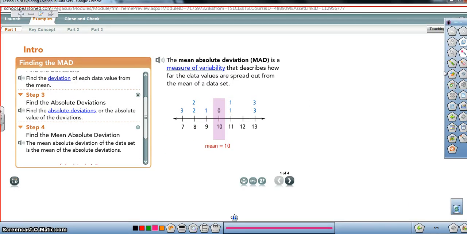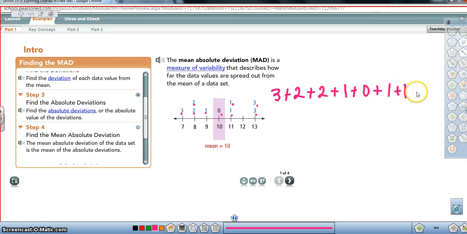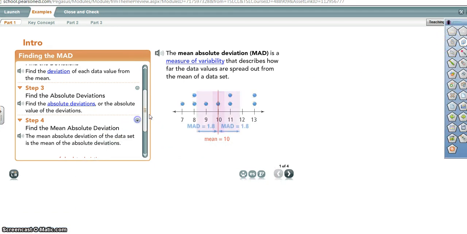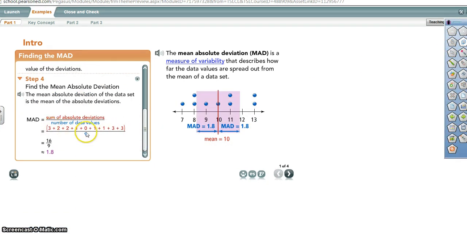So here's all of our deviations. We want to find the mean of them. So we add them all up. And then we divide by how many there are, and there are 9. So they do that work here. They add them all up and divide by 9. When you add them all up, you get 16, and you divide by 9, you get about 1.8. So we say that the mean absolute deviation is 1.8.